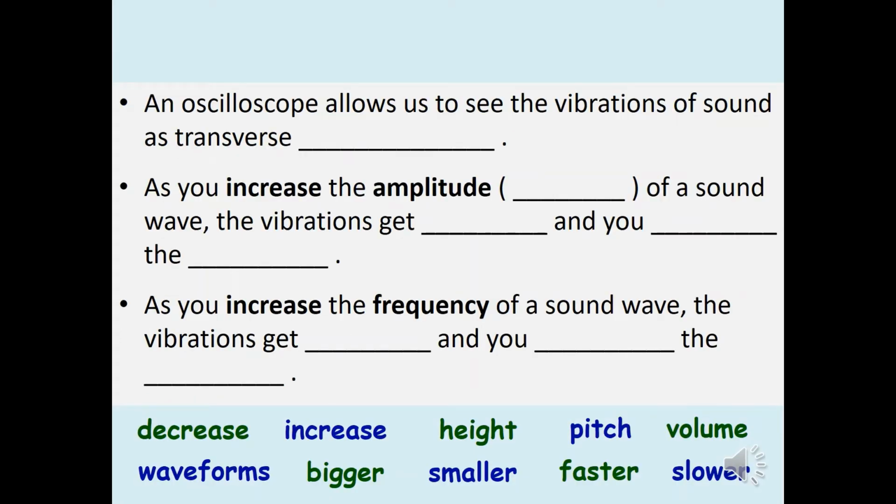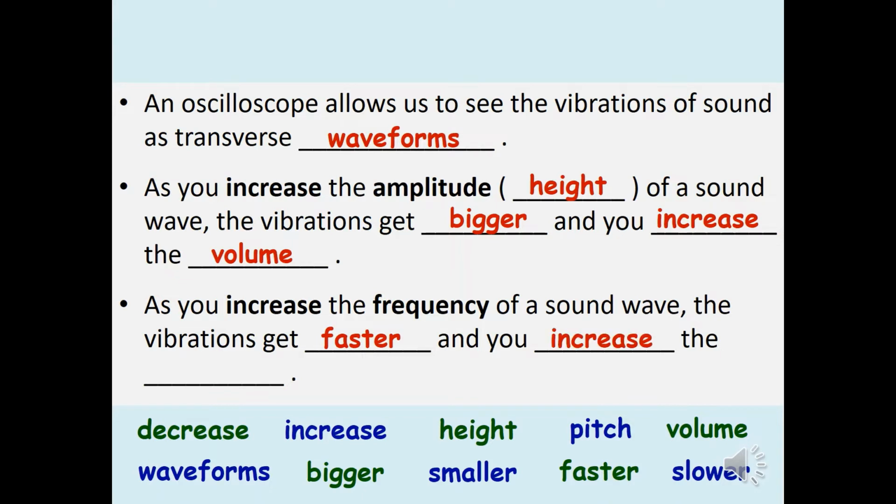Let's look at this simple recall. An oscilloscope allows us to see the vibration of sound as transverse waveforms. And as you increase the amplitude, the height of a sound wave, the vibration gets bigger, and you increase the volume. As you increase the frequency of a sound wave, the vibration gets faster, and you increase the pitch.